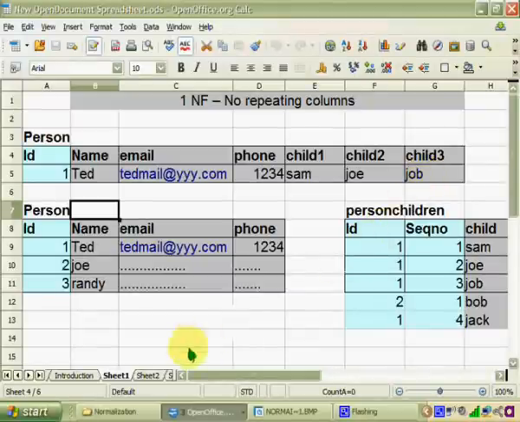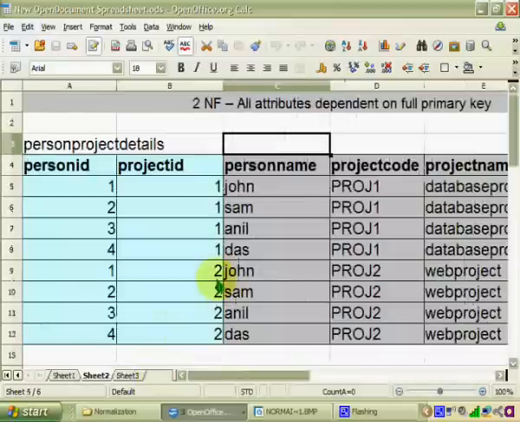So let's look into the second normal form. The second normal form states that all attributes must be dependent on the full primary key. So this is a person project details table. This contains the person project relationships. In this table we have a composite primary key. A composite primary key means a primary key which is made of more than one column. So here we have a composite primary key made up of person ID and project ID.